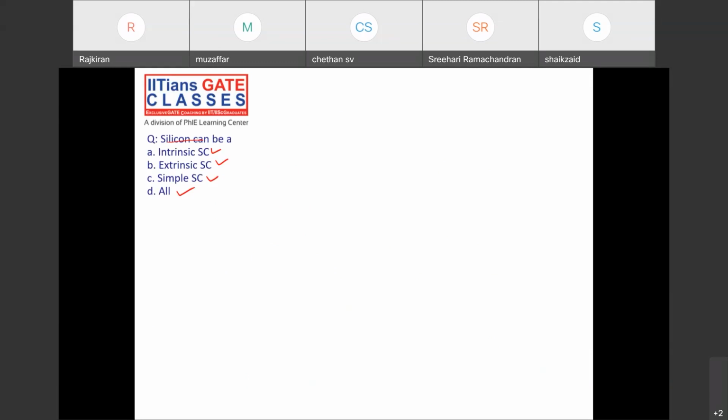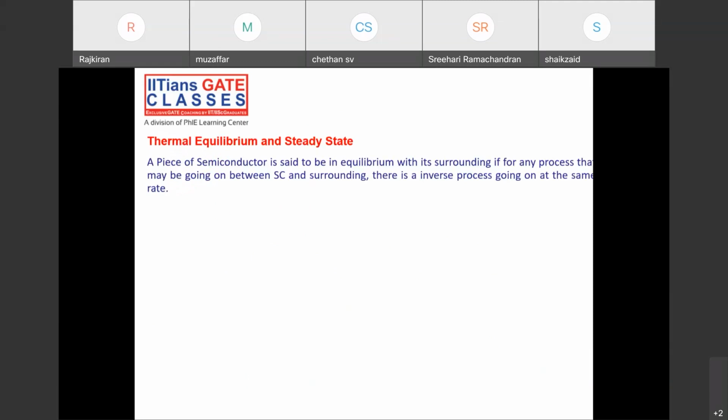Okay, so this is a very important concept. What do you mean by thermal equilibrium? Let me explain what is thermal equilibrium. First let me read the statement. A semiconductor is said to be in equilibrium with its surrounding, it's very important, if for any process that may be going on between the semiconductor and surrounding, there is an inverse process going on at the same rate. Let me explain pictorially. Suppose this is my semiconductor.